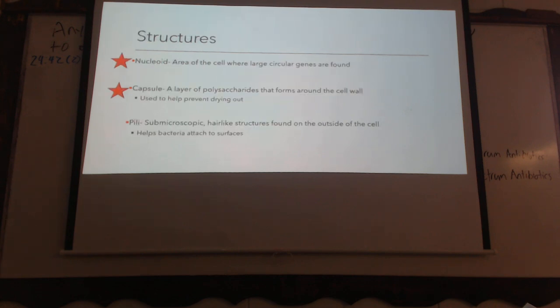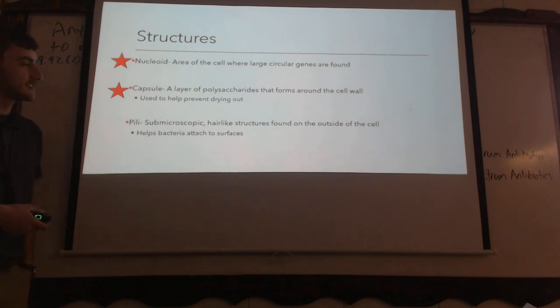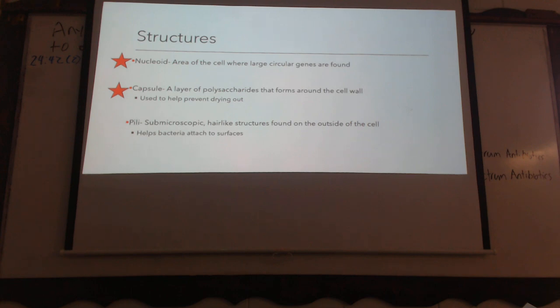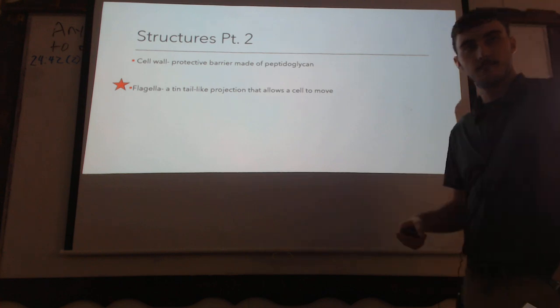Okay, structures. The nucleoid. It's the area, not an actual membrane-bound organelle, that holds the genetic material. And then the capsule. It's a layer of polysaccharides that form around the cell wall. It helps prevent drying out. It's also a form of locomotion, which means what? Trains. Yes, okay, that's a locomotive. Locomotion means movement. They have tails. Flagella is their tail.